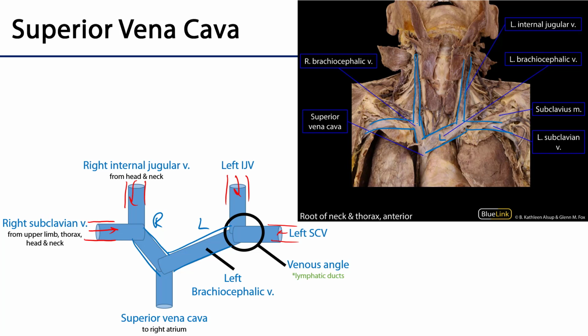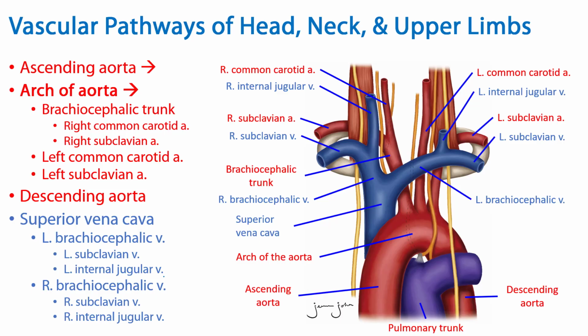And where these two veins come together, we form the superior vena cava. The superior vena cava is draining all of the blood superior from the diaphragm down into the right atrium of the heart. So we've discussed all of the major vascular pathways of the head, neck, and upper limbs. Many of these will go into much finer, more granular detail as this sequence and as the course progresses.